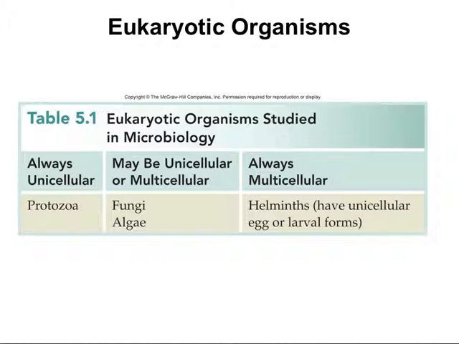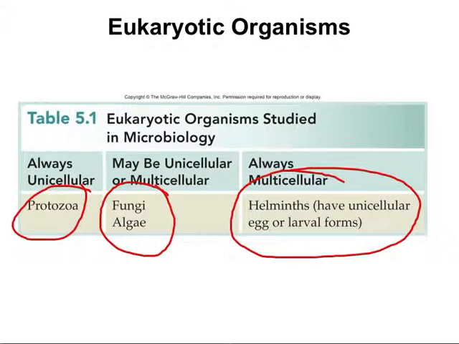We'll have the always unicellular protozoans. Then we'll have some fungi and algae, which could be unicellular or multicellular. And then finally, we'll see some multicellular helminths. Helminths are considered to be worms, or they have a larval or an egg form, and they infest many animals, so they're of concern for us in this course.